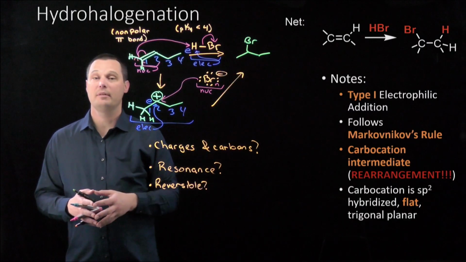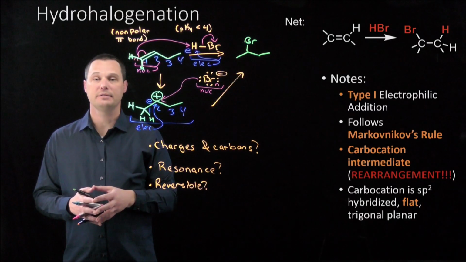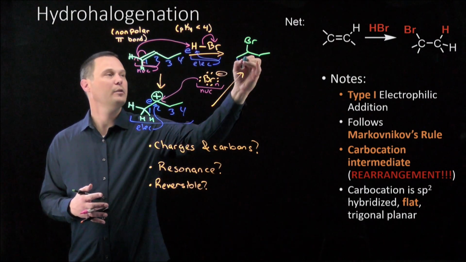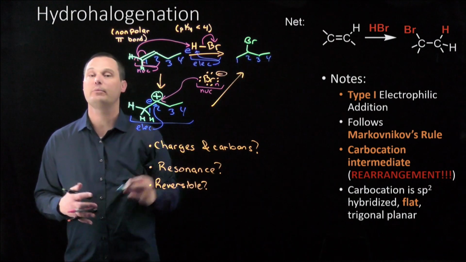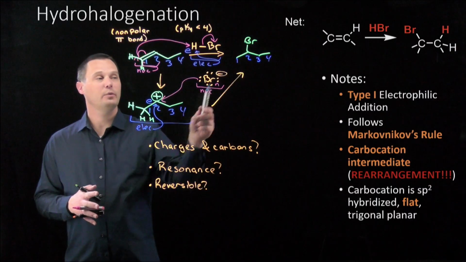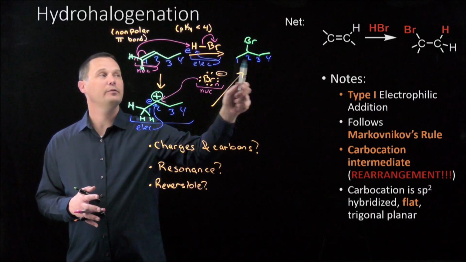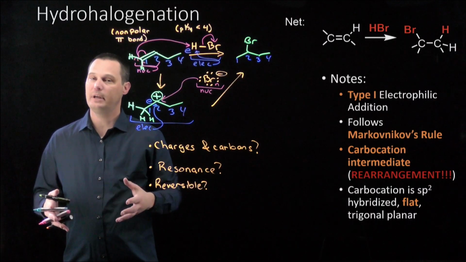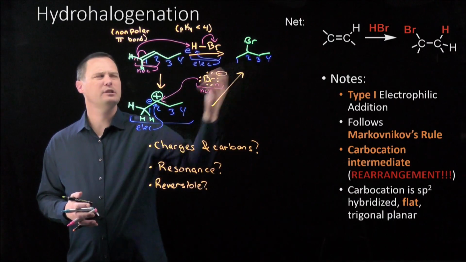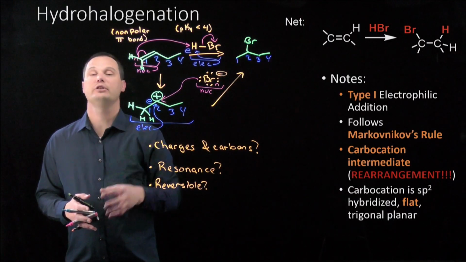Now that we've finished the step of the mechanism, we should ask ourselves our 3 good questions. Charges and carbons. Our intermediate has 4 carbons, and our product has 4 carbons. Make sure your product has 4 carbons as well. In terms of charges, we are net neutral on the reagent side, and we formed 1 neutral product on the product side. Yes, our charge is balanced. How about resonance? We don't typically draw resonance for products. That's typically just for intermediates.